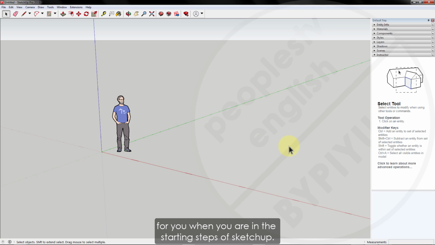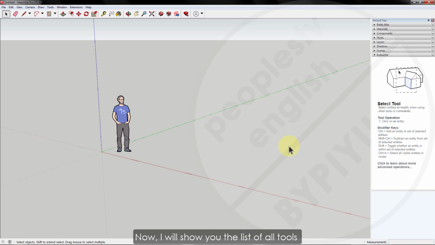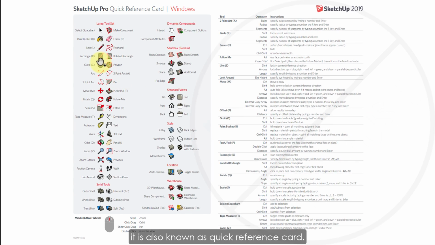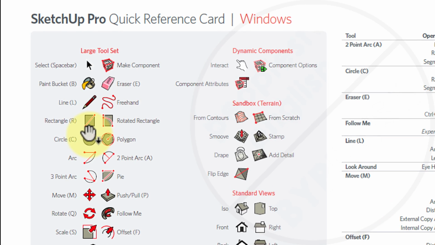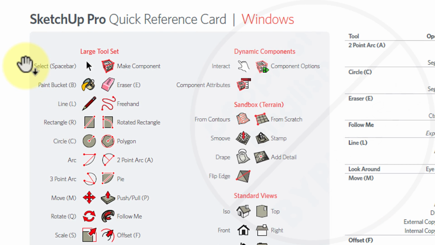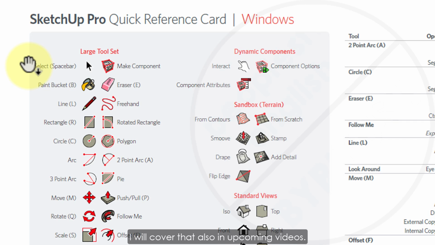Now I will show you the list of all tools available in SketchUp by default. In front of you is the list of all tools available in SketchUp as factory settings. It is also known as the quick reference card. More tools and plugins can be added or installed within SketchUp later. I will cover that also in upcoming videos.